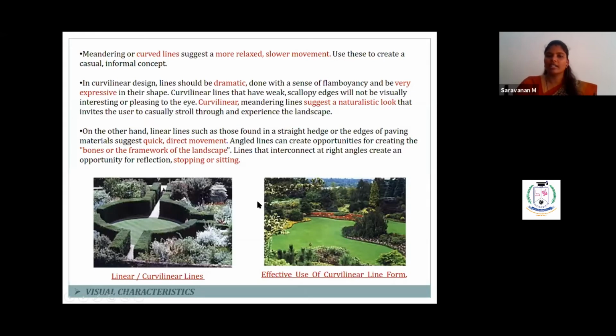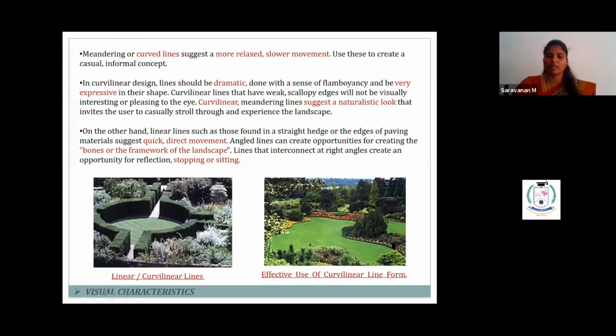On the other hand, linear lines, such as those found in straight hedges or the edges of paving materials, suggest quick and direct movement. So when the lines are linear, you have a very quick and direct movement, but when they are curvilinear, it's more of a puzzle. Angled lines can create opportunities for creating the bones or the framework of the landscape. Lines that interconnect at right angles create an opportunity for reflection, stopping or sitting.